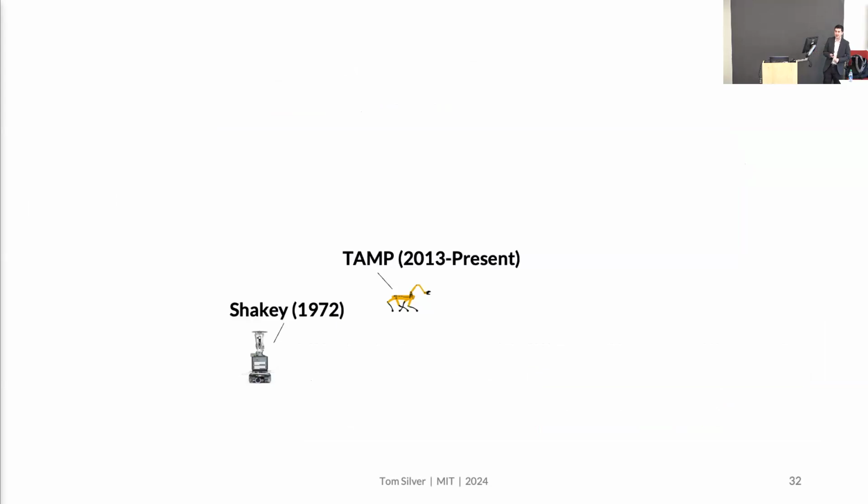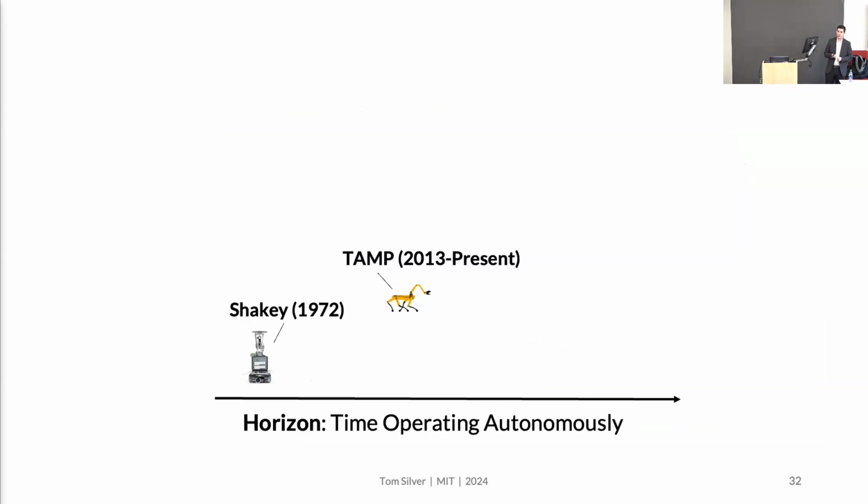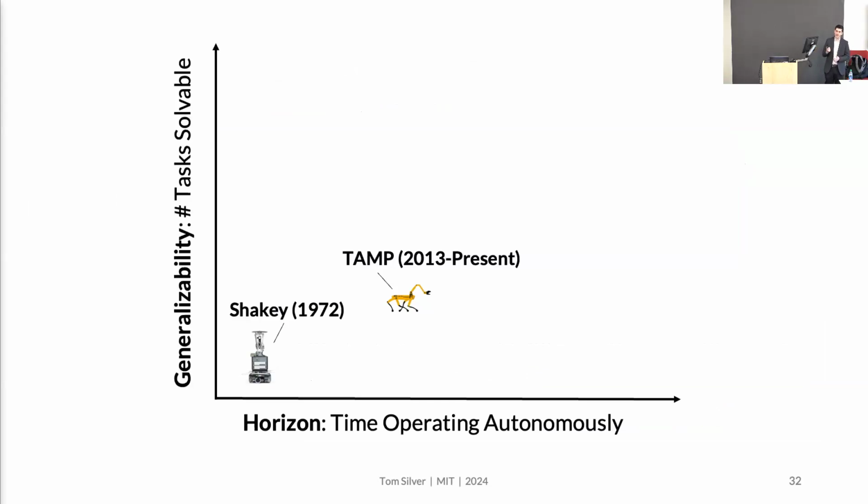Historically, task and motion planning has emerged from seminal work in the 70s on Shakey the robot and A-star search and other very foundational methods at SRI and other places back then. And one of the ways that we've made progress since then is in terms of the length of time that the robot can operate autonomously, so the horizon of the problems that are solvable. But we've also made progress in terms of generalizability. So we're now able to solve much more general classes of problems than we were able to back then.